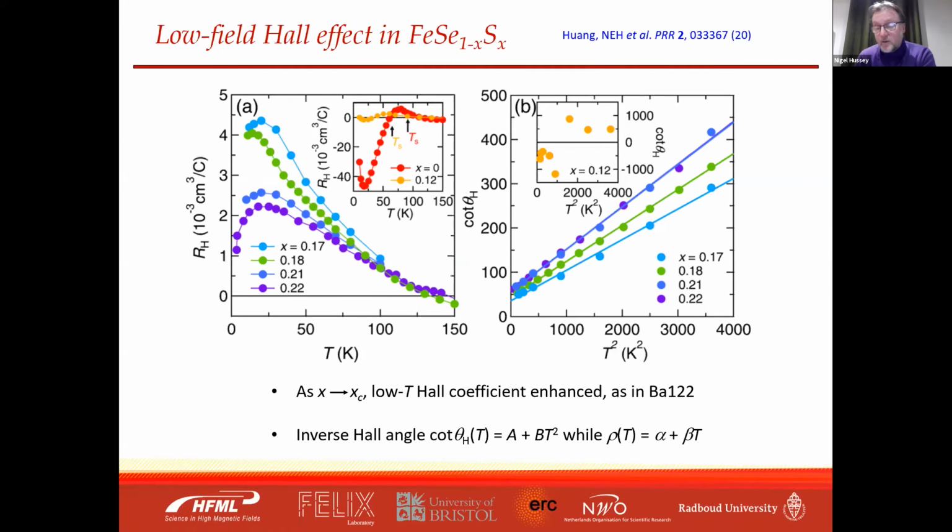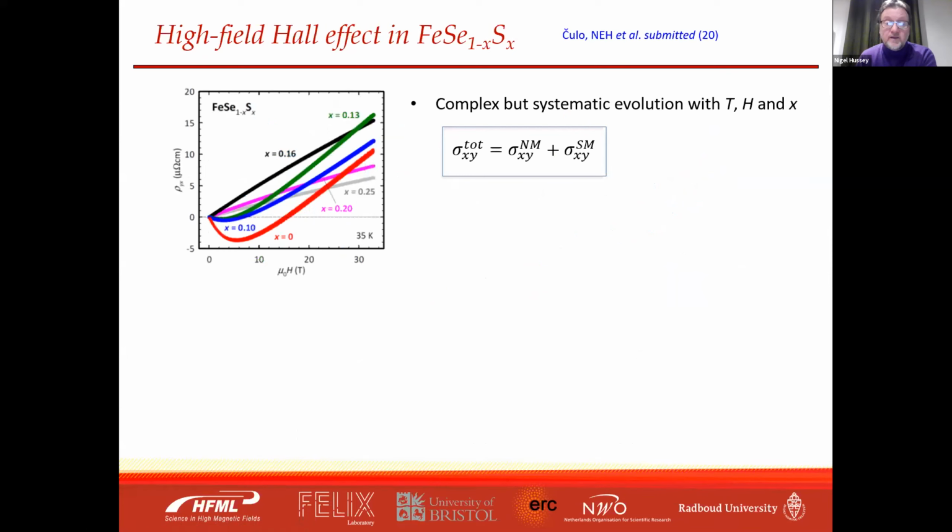We wanted to look a bit more closely at the field dependence. And so again, we looked at high field Hall coefficient data. This is data which is currently unpublished. It shows quite a complex but systematic evolution with temperature, field, and X. And what we do here is we assume, again, taking our lead from the magnetoresistance, that we have two components to the sigma xy, the normal metallic component and the strange metal component.